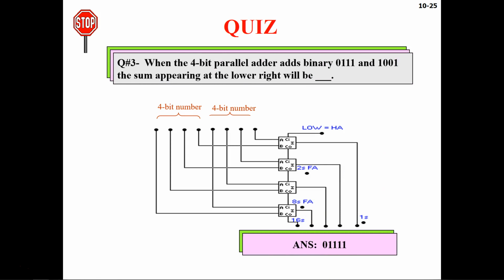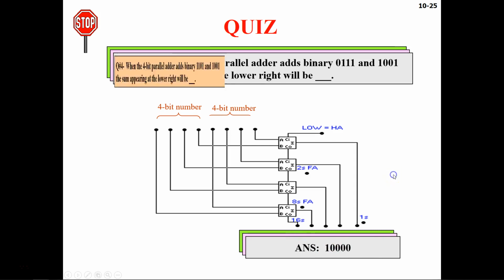When the 4-bit parallel adder adds binary 0111 and 1001, what will be the output? In this case, if you add 1 plus 1, it is going to be a sum of 0 and 1 carry going in here, and then again 1 plus 1 is going to be 0 sum and then carry. If you do the computation, your carry will be 1 in this case, and all these four will be 0. So that's what you got here: your carry is 1 and all these four are zeros.